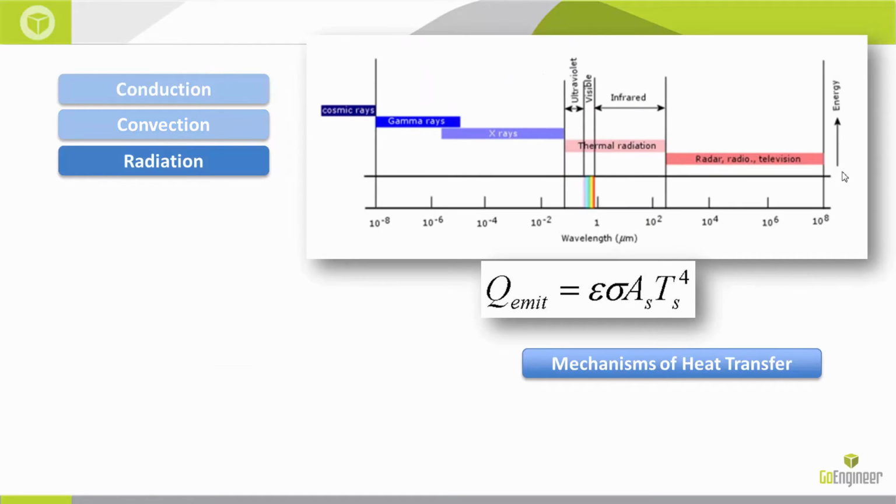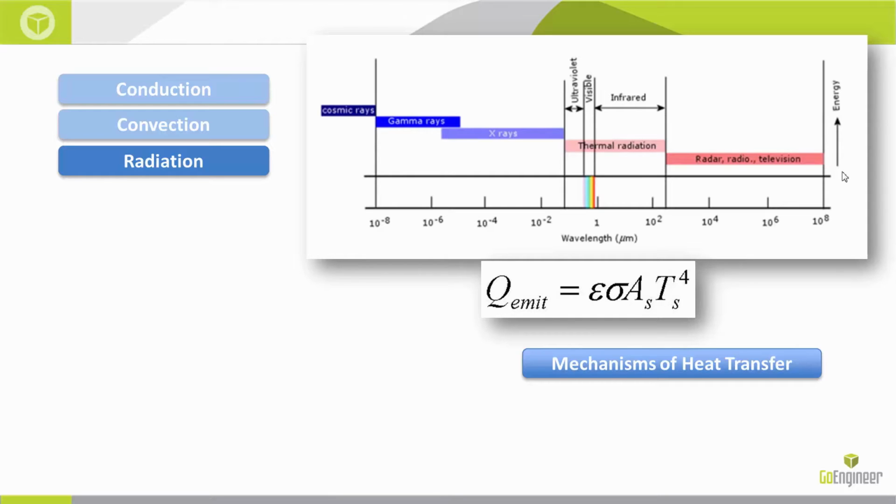And finally, the third form of heat transfer is radiation. It's essentially a mode of heat transfer which does not require any medium between the interacting bodies. So essentially how heat is being transferred here is by virtue of the electromagnetic rays generated by virtue of heating a body up.